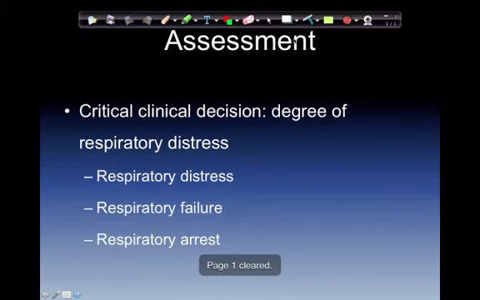Assessment. The critical clinical decision, the degree of respiratory distress, must be addressed. So what kind of respiratory distress are they in? Are they going into respiratory failure, or are they near respiratory arrest? Need to get ahead of the physiology that's present. The division between distress and failure is dependent on the patient's level of consciousness. So if they look like they're in respiratory distress and their level of consciousness starts to deteriorate, then they're probably going into respiratory failure.